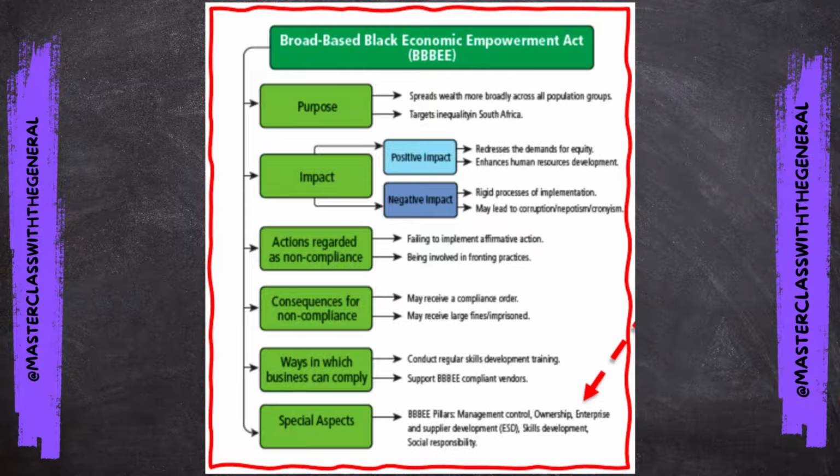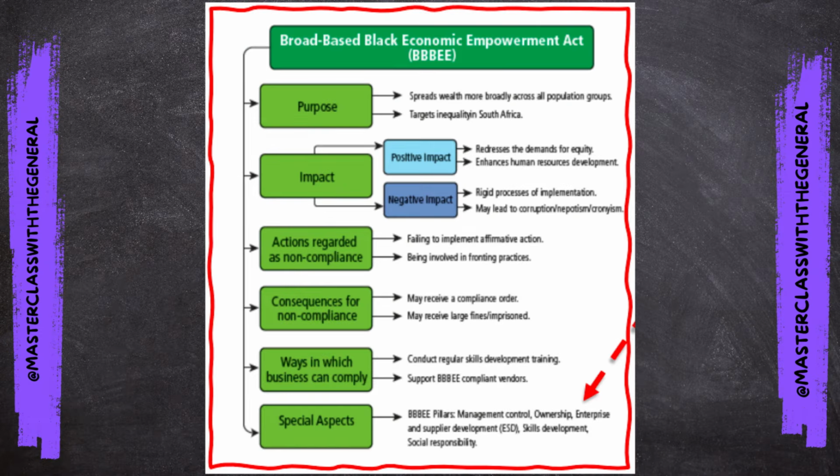Being involved in fronting practices. What is fronting? Fronting is when a white business or white business owners take a Black person or a non-white person and just put them in front to purport them as the owner, when they are the real owners, and that person is just being paid a small something in order to meet triple BEE requirements. What are the consequences if they are found guilty of doing any of that?